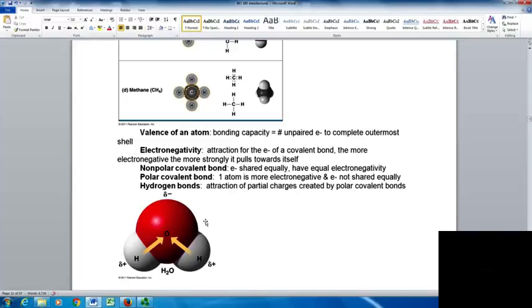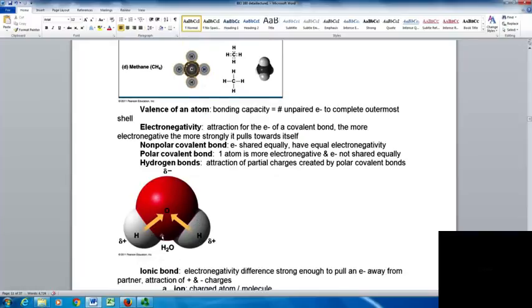The electronegativity is the attraction for the electrons of the covalent bond. So the more electronegative you are, the more strongly you're going to pull electrons towards yourself. So again, our most electronegative atom is going to be fluorine. When sharing, you can have a polar covalent or a non-polar covalent bond.